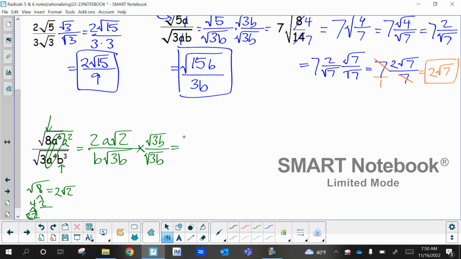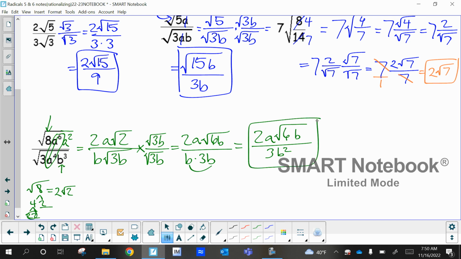So I'm going to multiply. I'm going to have 2a on top. I'm going to have radical 6b on top over a b, and then radical 3b times radical 3b is just 3b. All right. I only have one last thing to simplify. I can multiply those two. So here's my final answer. It's going to be 2a radical 6b all over 3b squared. And there's really nothing else you can simplify. And that's your final answer.